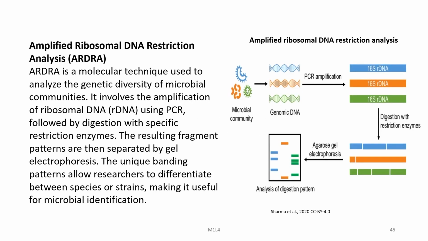So, in amplified ribosomal DNA restriction analysis, we analyze the genetic diversity of microbial communities, which involves the amplification of ribosomal DNA using PCR, followed by digestion with specific restriction enzymes, as you can see here, the amplification step and the digestion step, and these are finally separated by agarose gel electrophoresis. The unique band pattern that results from this procedure allows researchers to differentiate between species or strains, making it useful for identification.